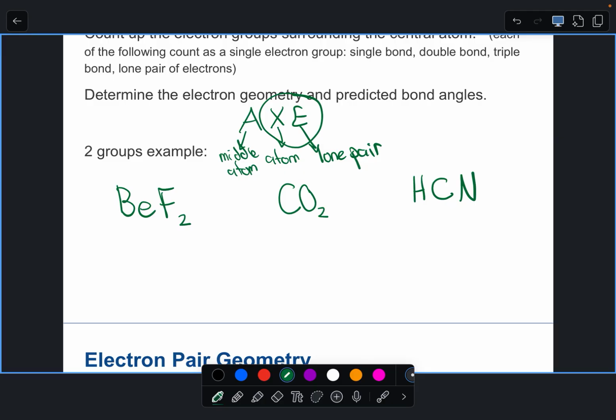Okay, so I'm going to go ahead and draw these on. Just double check that you have the same structure. Everything in this chapter is reliant on drawing good Lewis structures. If you have the wrong Lewis structure to start, you won't be able to get the right answer.